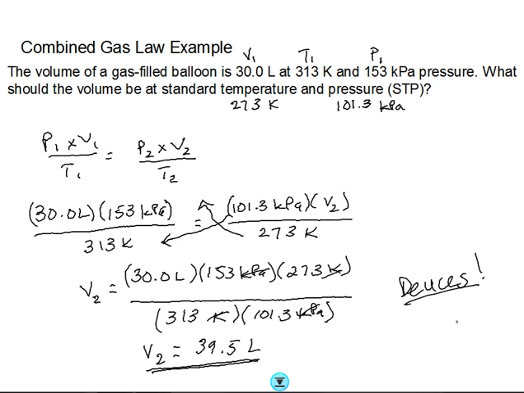Deuces. Can I show you another way to help write this equation? Sure.